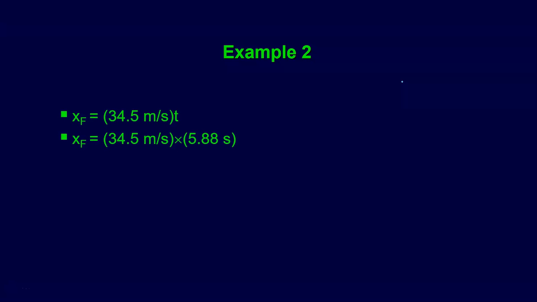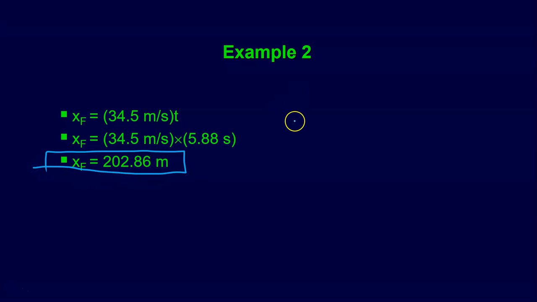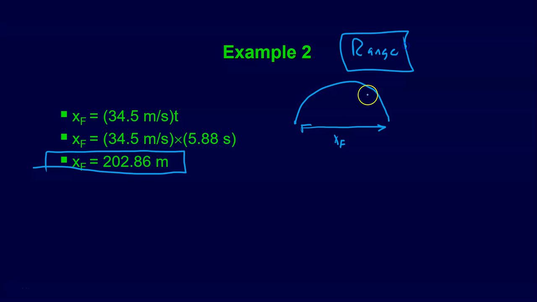Then we can take this equation, which is my equation for the x information, and this tells me where the ball is, so I get 34.5 times that 5.88. This is also a very common thing this problem would have asked you: how far does Chuck's golf ball go? Here we get this x, and this is such an important thing that we call it something special. We call this the range. This is the distance that Chuck's golf ball went, and we'll refer to this as the range.